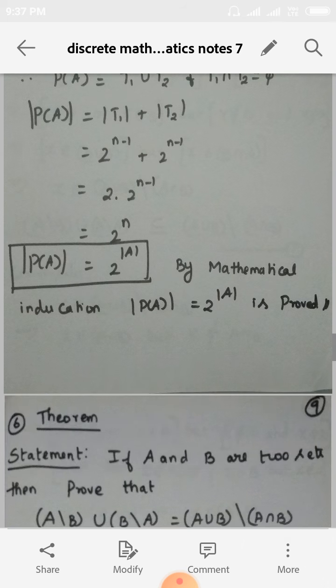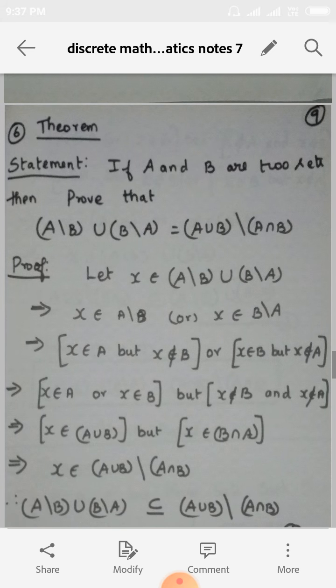Right. See the next theorem. If capital A and B are two sets, we have to prove that A difference B union B difference A is equal to A union B difference A intersection B.